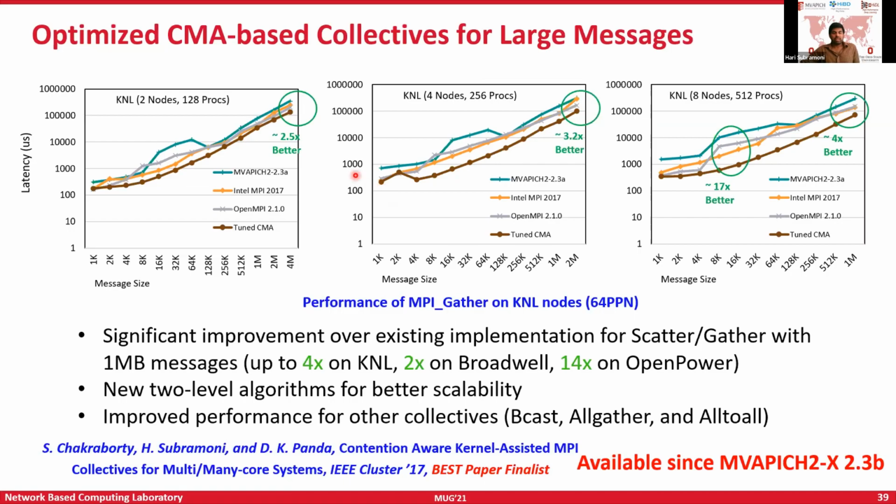Here, we look at the benefits that you can get if you use CMA-based collectives for large message transfers for different collective algorithms. In this particular slide, we are looking at the gather collective on the older generation Knights Landing platform with 64 processes per node. But again, the trends hold on other more traditional platforms like the Intel x86 Broadwell and the IBM OpenPower architecture as well. This also gives you good performance for other collectives like Broadcast, AllGather, and All2All.